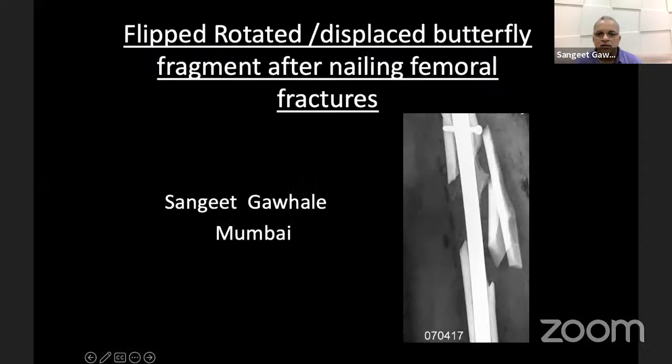So that is my talk. Flipped. What do we do with the flip rotated displaced butterfly fragment, which we often see after nailing femoral fractures like this, where here that fragment is rotated by almost 180 degrees.